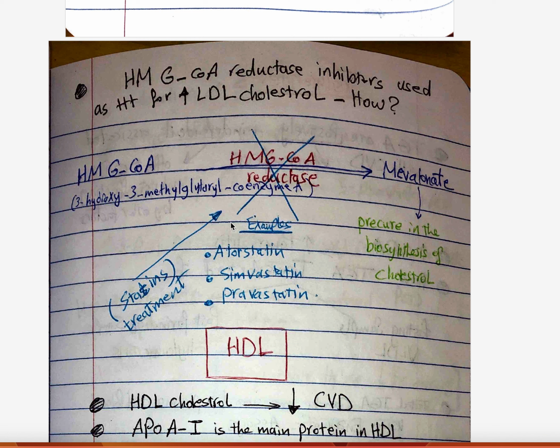Okay, and the examples of drugs that work by this are the statins. And mevalonate, what we call it, is a precursor in the biosynthesis of cholesterol. So when we inhibit this enzyme, the precursor in the biosynthesis of cholesterol will not be there. So that prevents the formation of cholesterol. All the statins work by that. They just work by inhibition of the enzyme called 3-hydroxy 3-methyl glutaryl coenzyme A reductase.